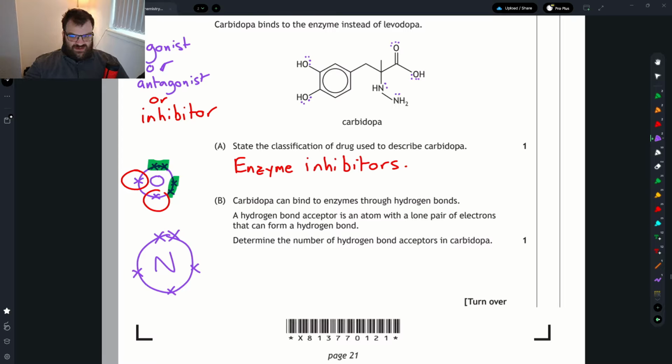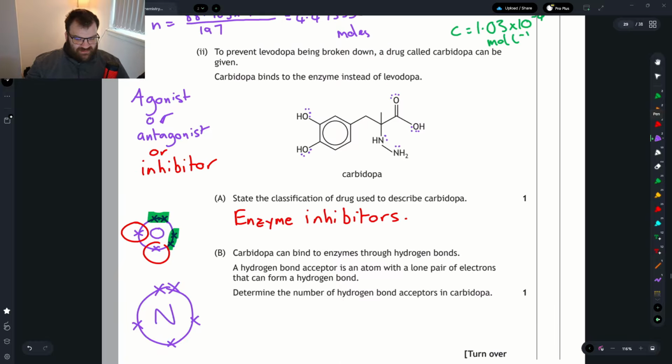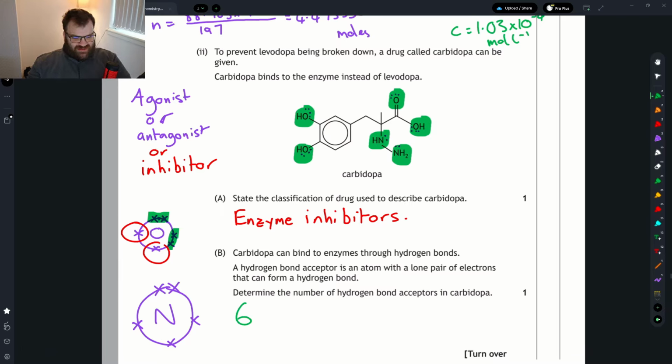So we've got 2, 4, 6, 8, 9, 10 pairs. No. I definitely misread that question. I was counting up how many lone pairs they've got. It's not asking that, it's asking how many groups are available to make hydrogen bonds. So each of the oxygens and each of the nitrogens, it doesn't matter how many lone pairs they've got, just the fact that they've got lone pairs means we can count them up, and that'll give us an answer of 6 hydrogen bond acceptors. So 1, 2, 3, 4, 5, 6. So I just misread that.